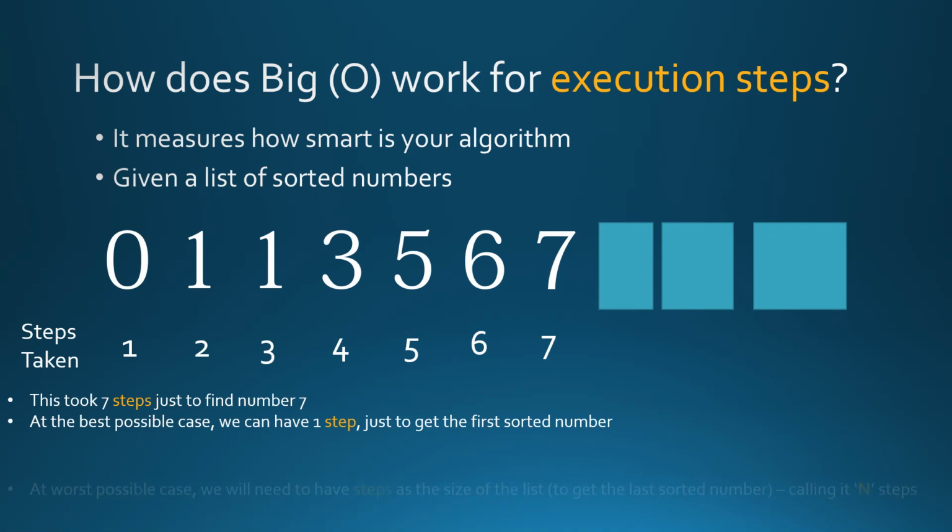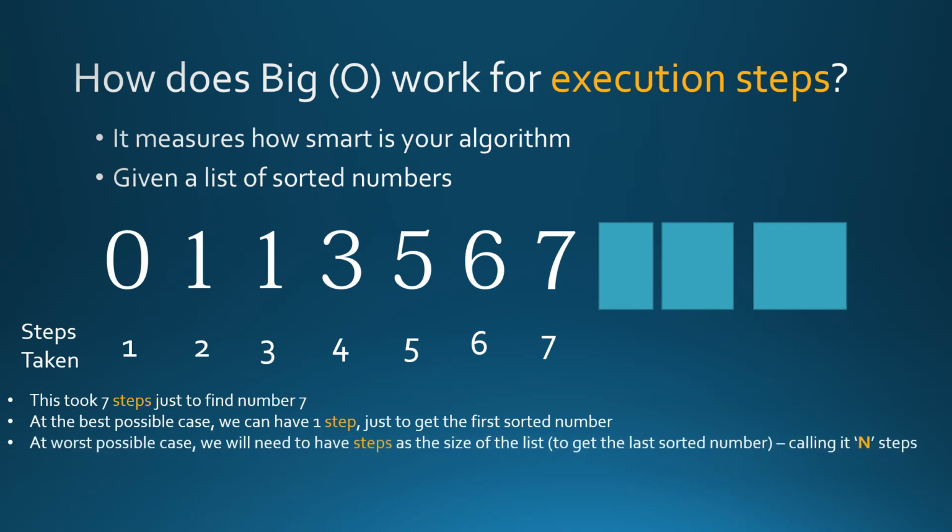Now for the worst case, we will need as many steps as the size of the list to get the last sorted number. So let's say we want to find this 10, the last number. We would take 8, 9, and 10 steps. This is the same size as this list. So we're going to call it n steps. The n is the size of the list. So we're going to take n steps just to retrieve the last sorted number, which is the same size as this list. That's our worst case.